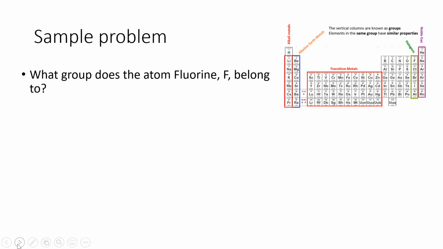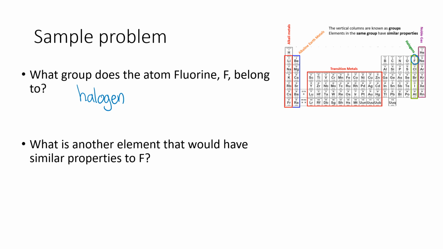So a sample problem. What group does the atom fluorine belong to? So you want to be able to look at the periodic table and know your groups here. So fluorine is over here, and it looks like fluorine is a halogen. All right, so it is a halogen. And we know that things in the same group will have similar properties. So if I'm asked what's another element that would have similar properties to fluorine, I might say chlorine or bromine. Something else that is also a halogen might have similar reactivity.